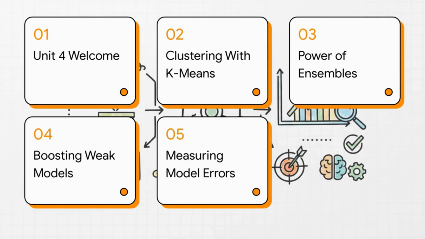Okay, here's our roadmap for Unit 4. We'll start with a welcome and then jump into clustering with k-means. From there, we'll look at the power of ensembles, followed by a specific method called boosting weak models, and we'll wrap the whole thing up with measuring model errors.